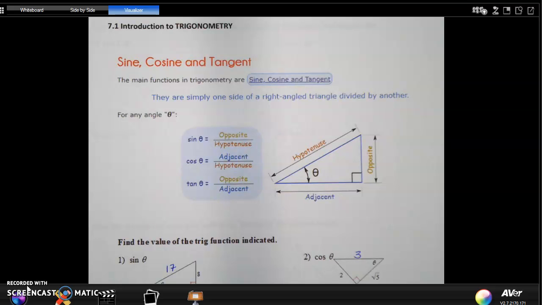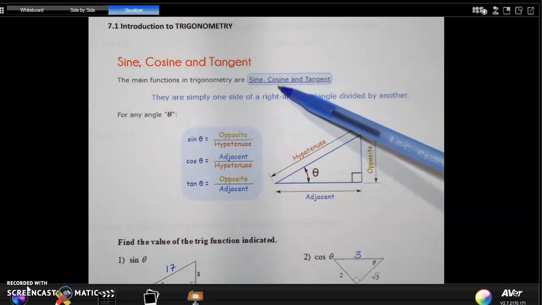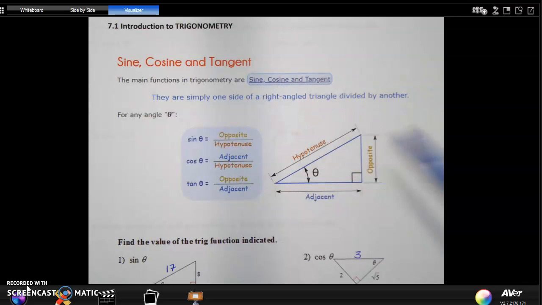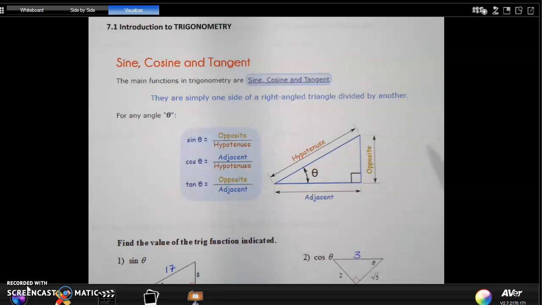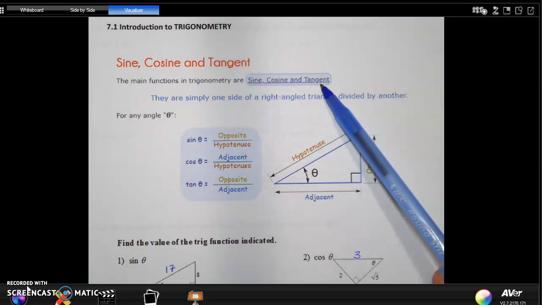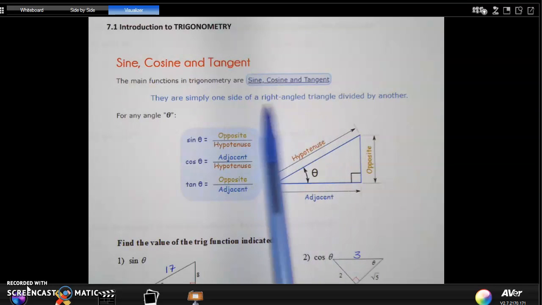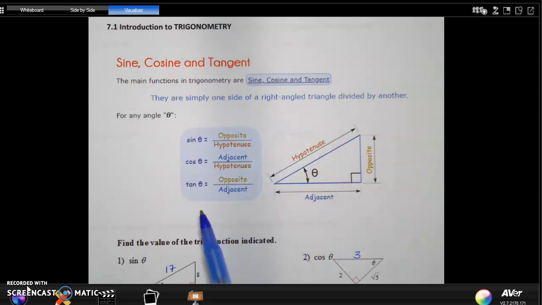So the three main functions of trig that we're going to talk about are sine, cosine, and tangent. So these are functions that we can use to calculate the value of the sine of an angle, the cosine of an angle, or the tangent of an angle using sides of a right triangle. It has to be a right triangle that we're in. And the relationships are listed here for you.